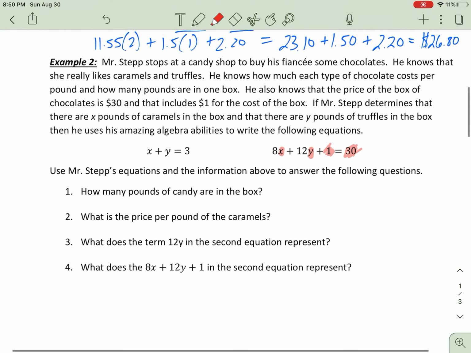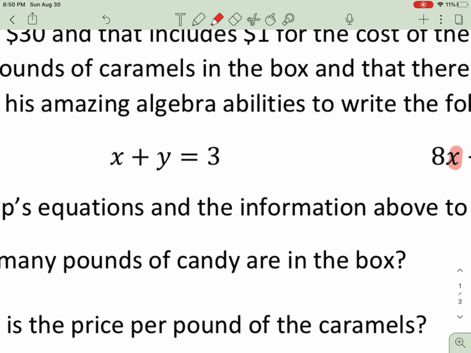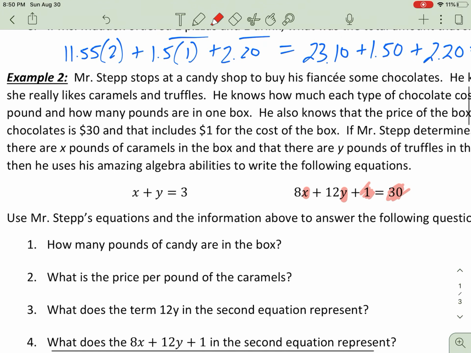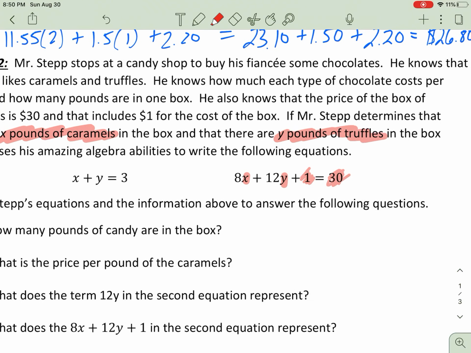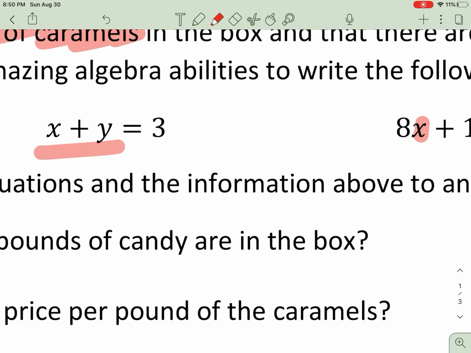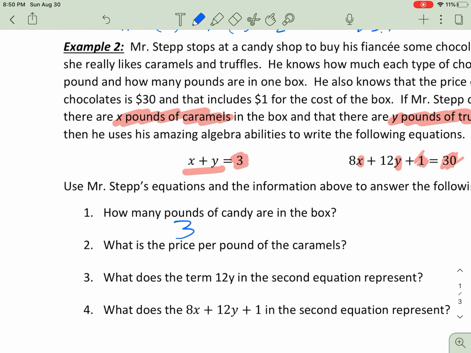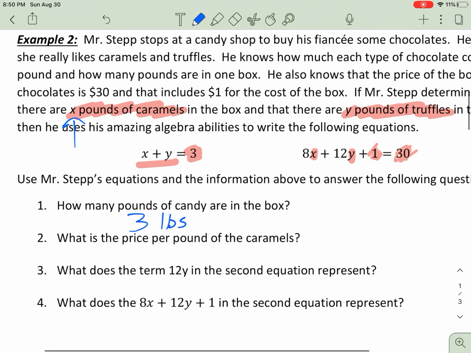Okay, and then we have the number of... here it is. So if X is the number of pounds of caramels and Y is the number of pounds of truffles, well, if I add those two together, it tells me the total pounds. How many pounds are in the candy? 3 pounds. Okay, what is the price per pound of the caramels? Remember that caramels is X, so that means the price per pound of caramels is 8.